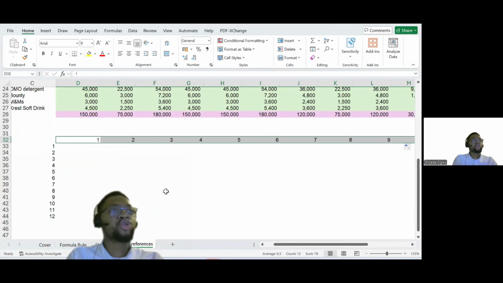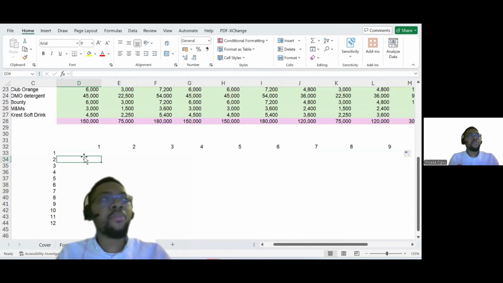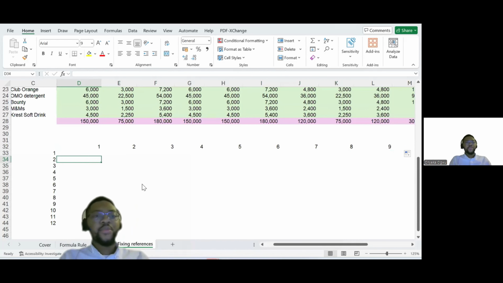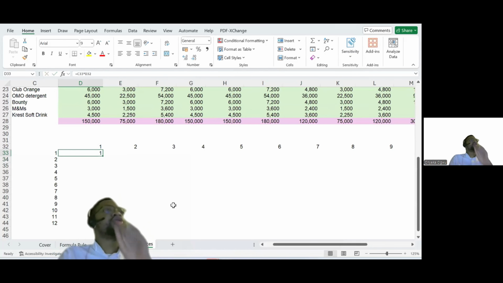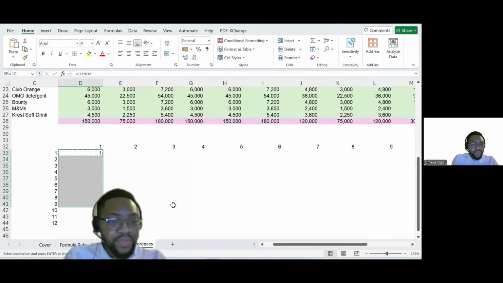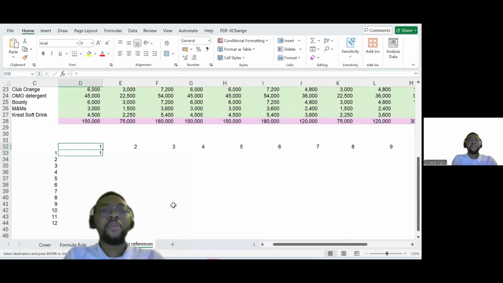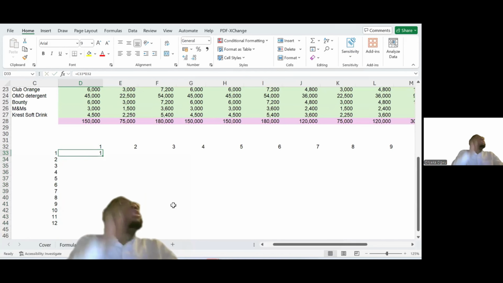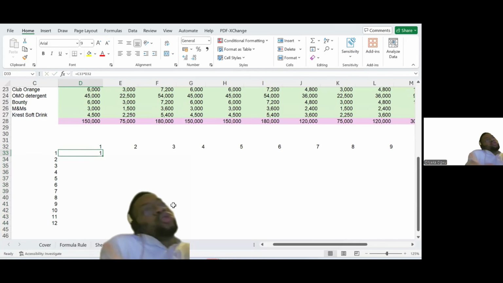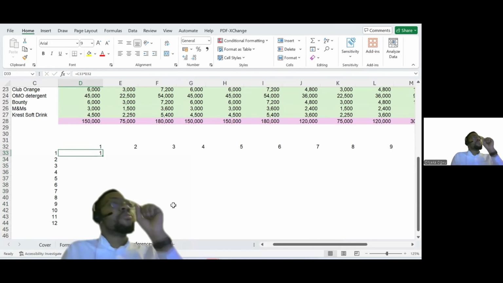So I want you to quickly do the multiplication times table on your own. Basically, I want to do this times this. But I want to do it in such a way that when you copy the formula, it works. Remember, this formula is simple. It's 1 times 1. The issue is the referencing. Which one am I going to lock, which one am I not going to lock? Based on what I've taught you, can we quickly do that now?